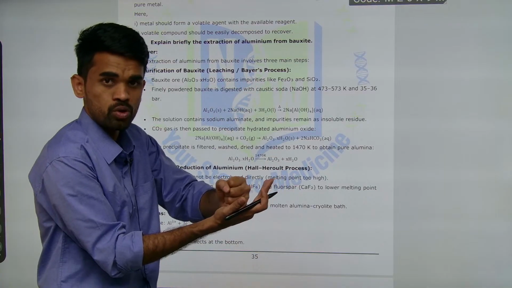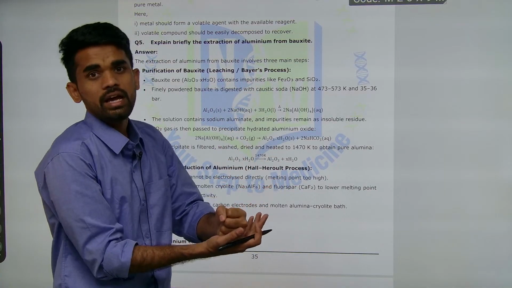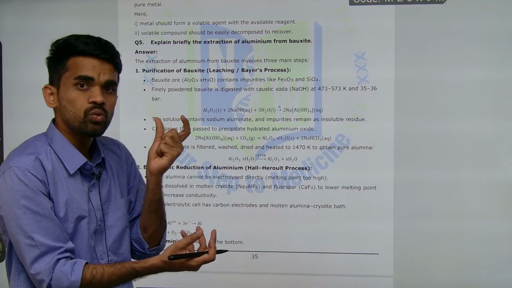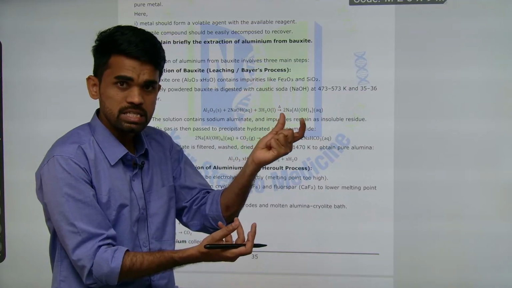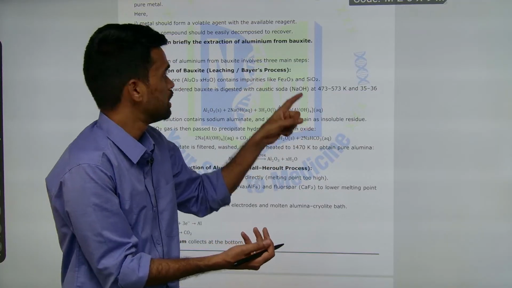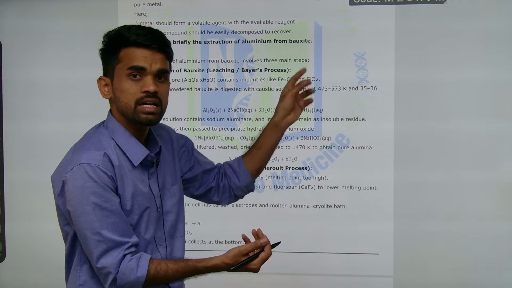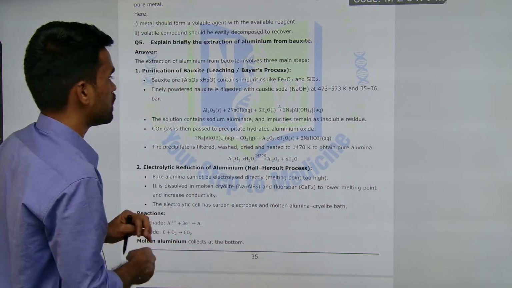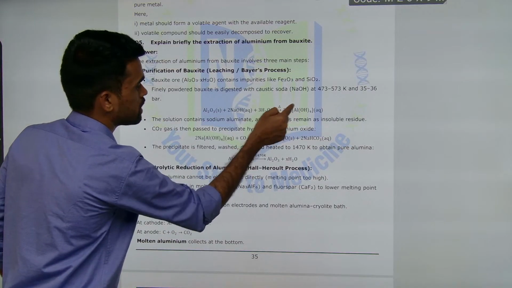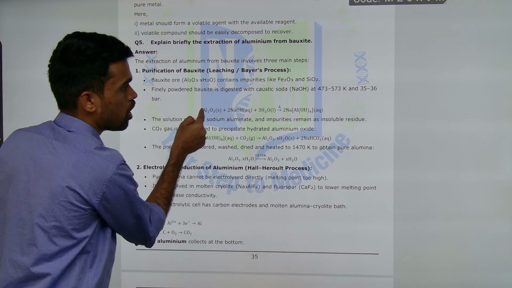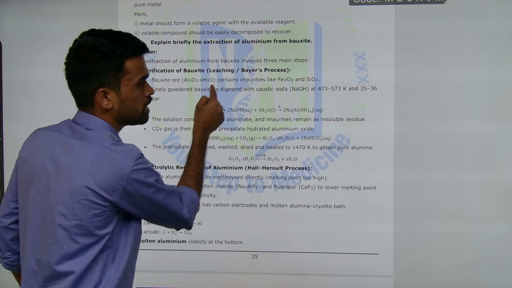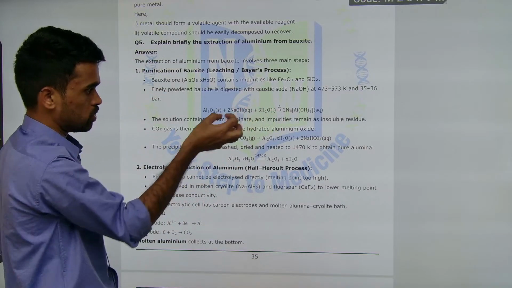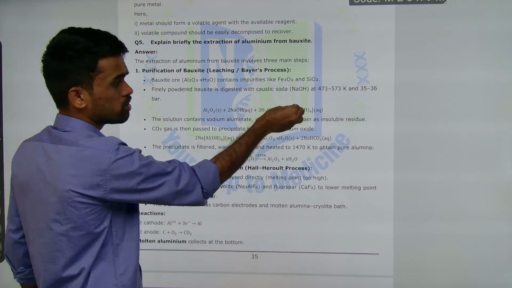First the ore is crushed into powder, and that will be digested with NaOH. During this digestion, only Al2O3 reacts with the NaOH and forms sodium aluminate. Iron oxide and silicon dioxide remain as impurities, insoluble. Whatever aluminium we require, all the Al2O3, is converted into solution form now. So this solution will be taken out.